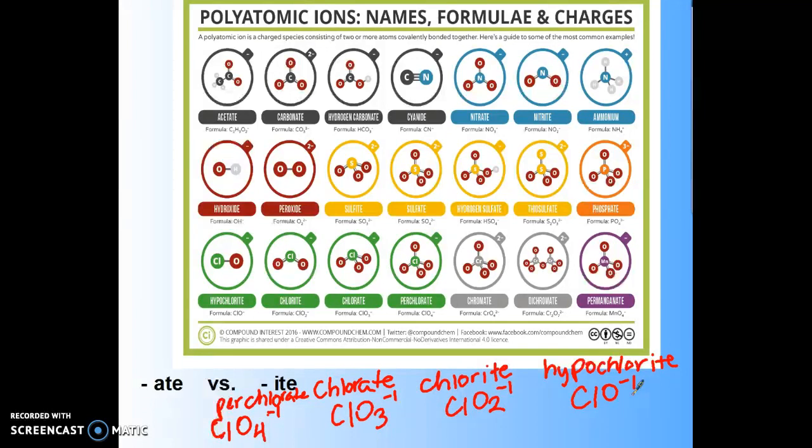Okay, so all of these here have the same charge. It's not always going to be true, but they have different numbers of oxygens, and that changes the suffix, and in some cases the prefix. Okay, but the most common are the ones that end in ate and ite.